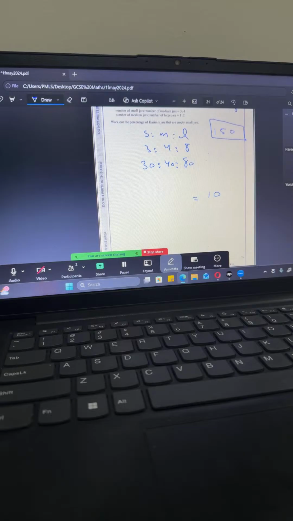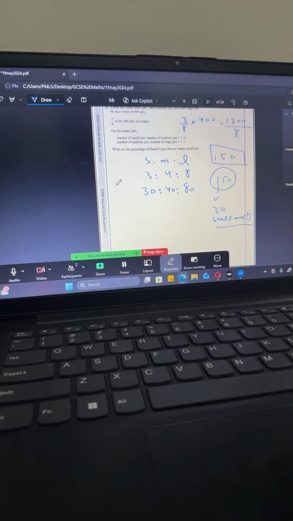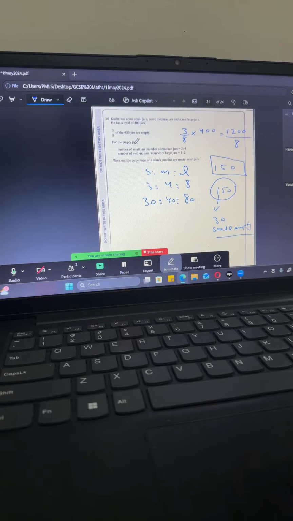Okay. Now can you please add them? If you add them, what are you getting? 150. So now we can say that among 150, how many of them are empty jars? 30, right? Because if you add all of them, they are adding up to 150. So there are 150 empty jars. Among them, 30 are small empty jars, right? Now you have to tell me how many percentage of jars are empty from 400.